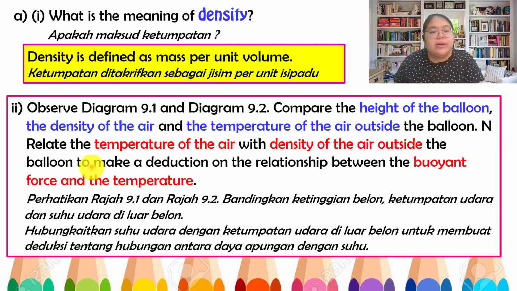The second relationship is to make the deduction on the relationship between the buoyant force and the temperature. So from here, 3 comparisons and 2 relationships, you need to answer. Let's see how we go about answering it. The total is 5 marks.